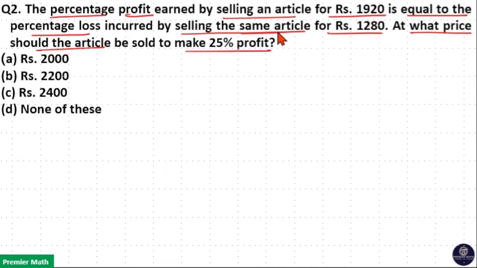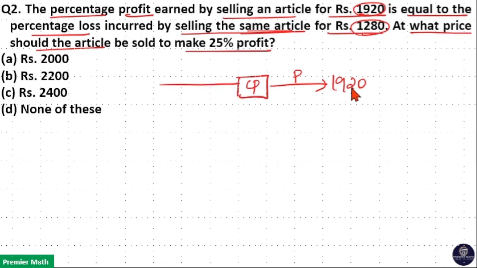Here same article is selling at different prices. So when selling at 1920 rupees, this article earned a profit. Let us consider it as P. Now cost price plus profit is equal to selling price. But when selling this same article at rupees 1280, this article earned a loss same as this profit. That is, here profit is equal to loss. So take the difference between these two selling prices.